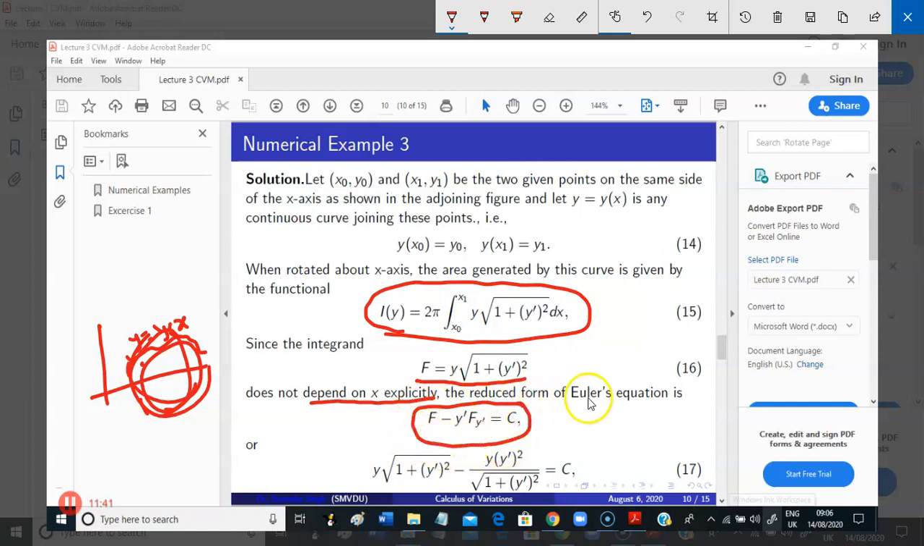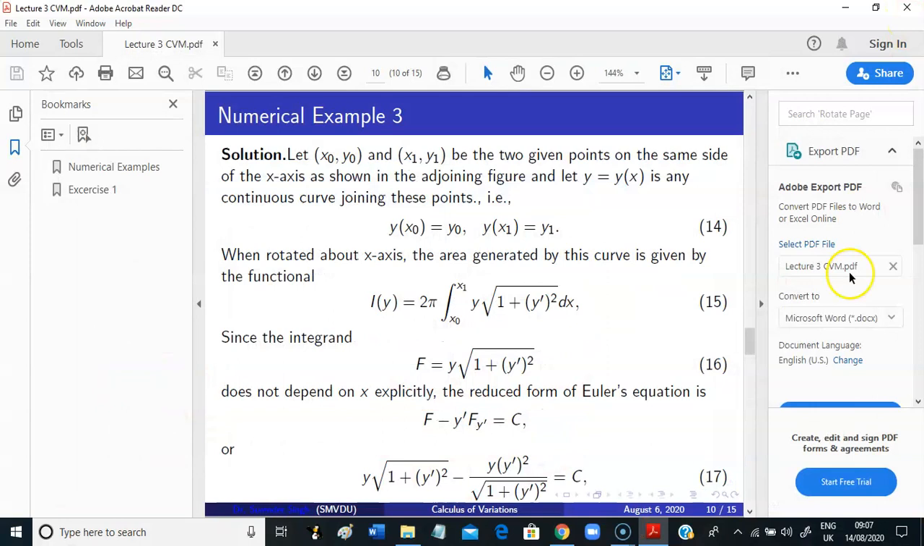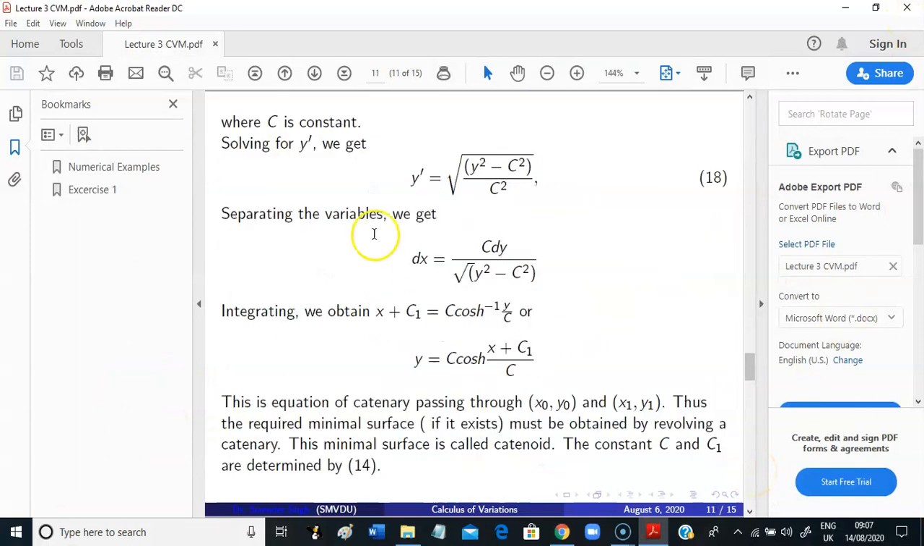The Euler equation is now this one, discussed in the cases. So you put the value of f here, y dash, and f y dash will be this quantity. On further simplification, we get where y dash is this, and separating the variables, you find the value of the integration, and it comes out finally in this form. And this is the equation of a catenary. Catenary is the name of a curve.